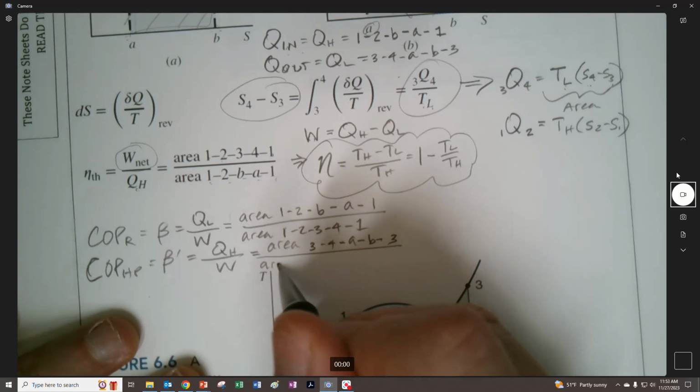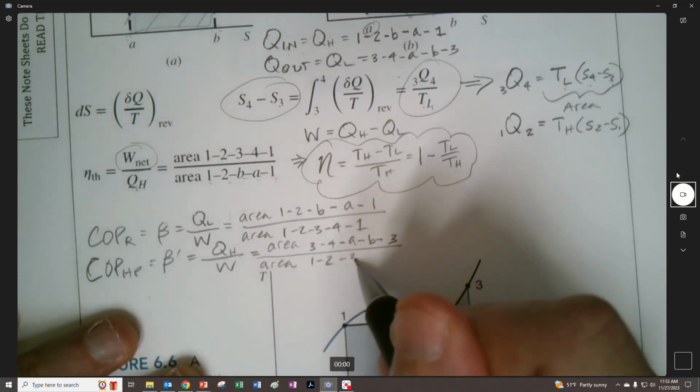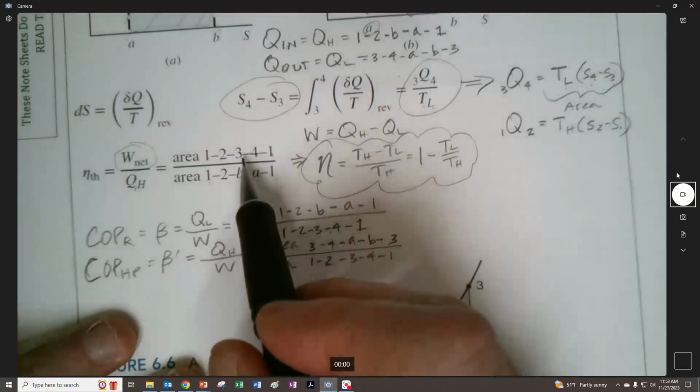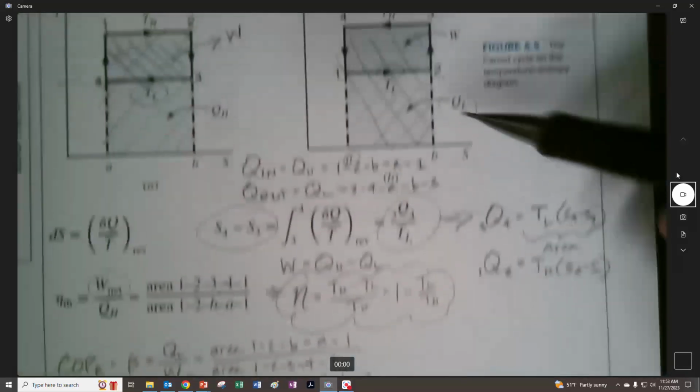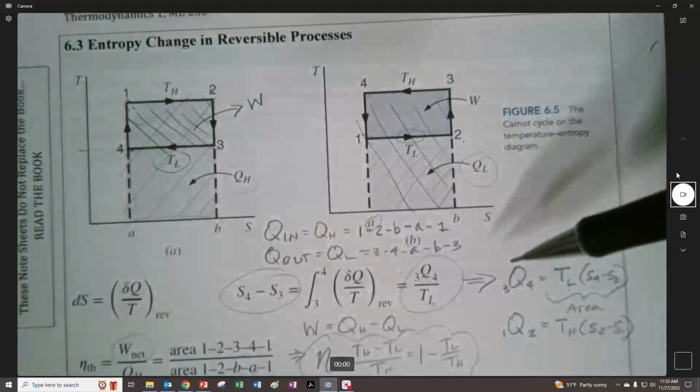And so the area is 1 to 2, 3 to 4, and 4 to 1, just like it was up here and just like it was up there. So here is our Carnot cycle projected onto a TS diagram.